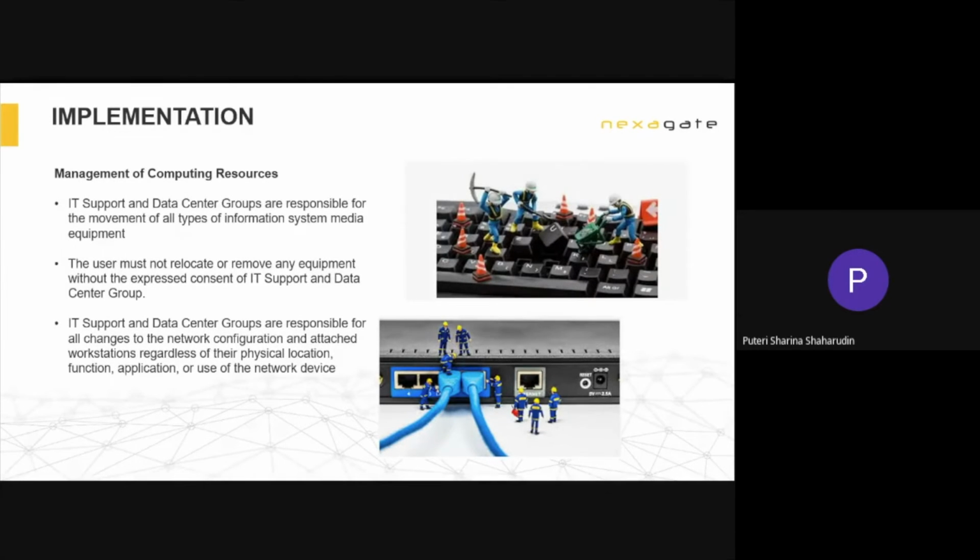IT support and data center groups are responsible for the movement of all types of information system media, equipment, servers, and devices that may reside in any business facility. The user must not relocate or remove any equipment without the consent of IT support and data center group. IT support and data center group are responsible for all changes to the network configuration and attached workstations. To ensure that all networking policies, standards and procedures are being adhered to, monitoring software shall be installed.